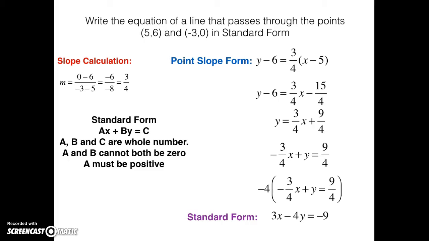So again, we needed to distribute, get all the constants on one side, subtract x to move it over to the same side as y, and then multiply by the number that would make sure that the a value was positive and that we had no fractions.